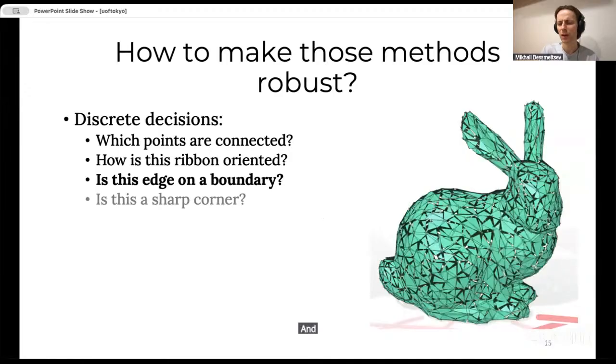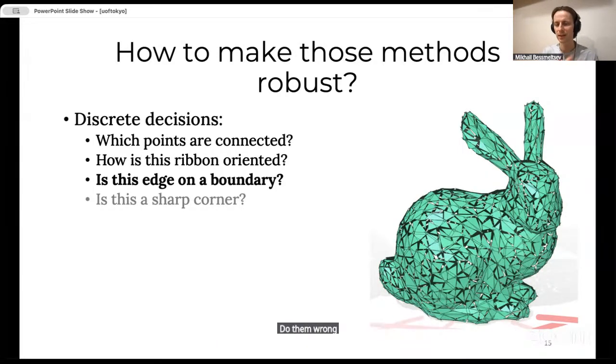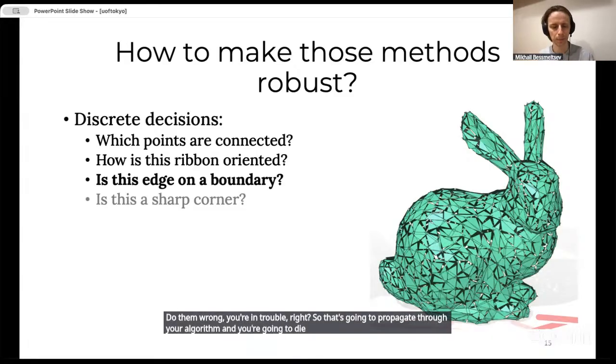And so forth. And maybe for these kind of polygon soups, you want to be able to tell whether triangles are connected actually, or they form a true boundary of the surface. And all these discrete decisions, if you do them wrong, you're in trouble, right? So that's going to propagate throughout your algorithm, and you're going to die trying to fix them.